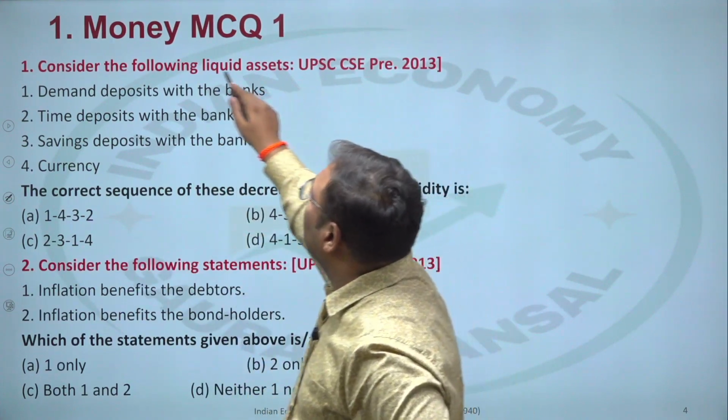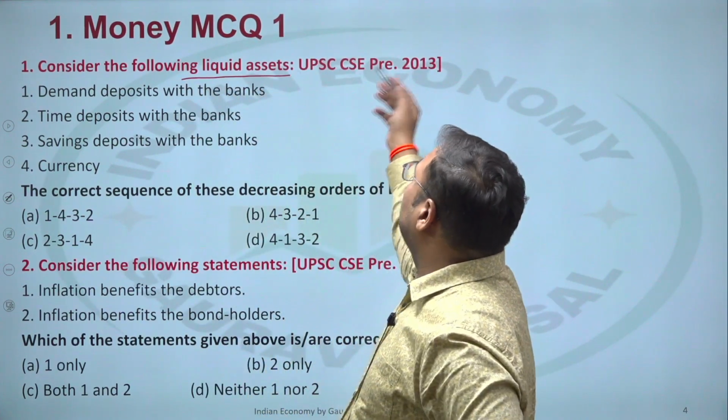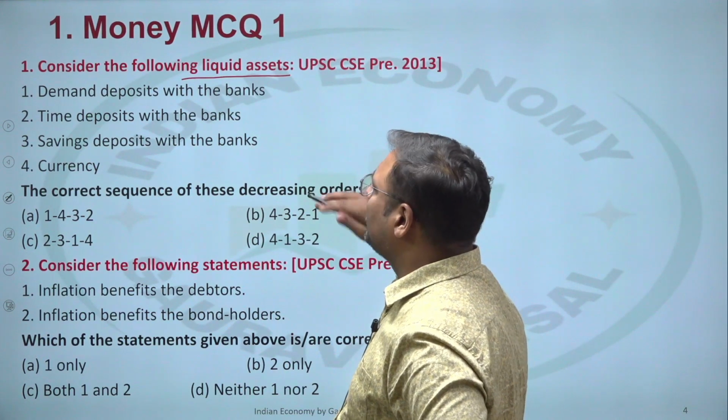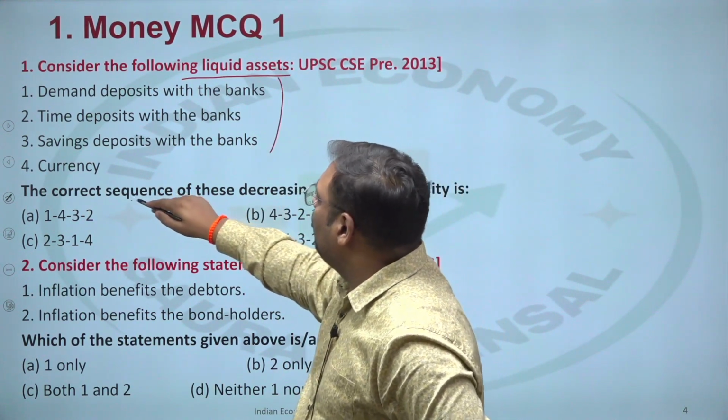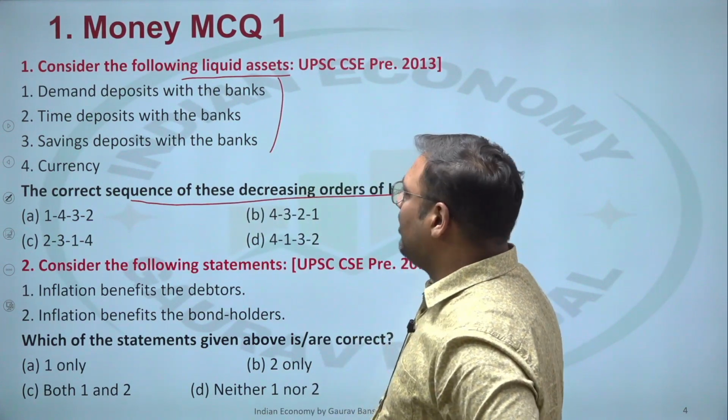first question is, consider the following liquid assets. And these are all previous year questions that I am discussing in the beginning. Okay, we consider all these assets and we have to arrange them in decreasing order of liquidity.